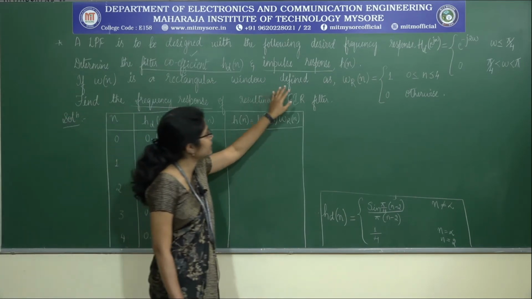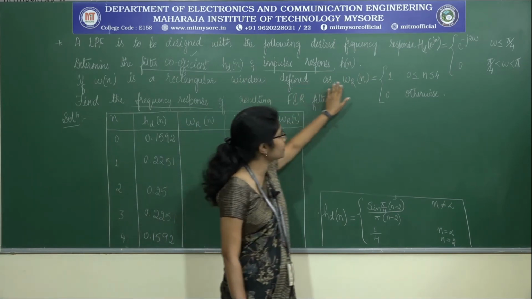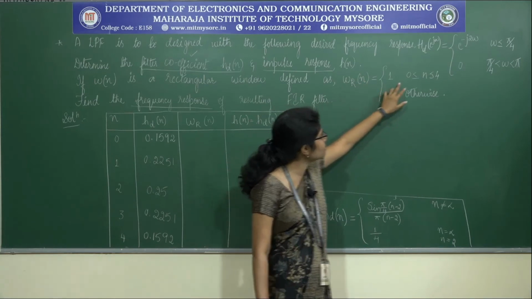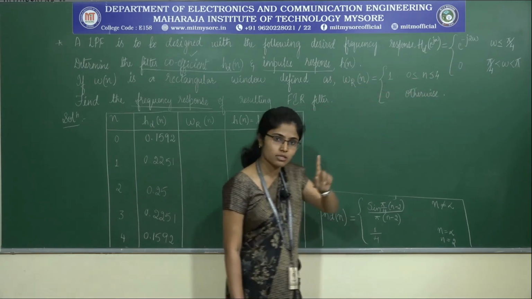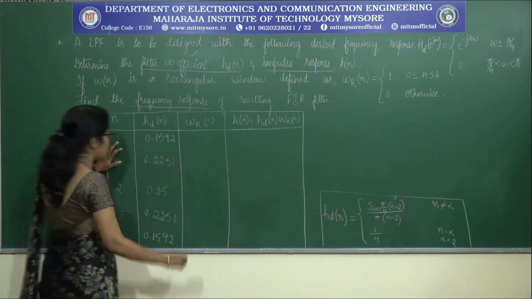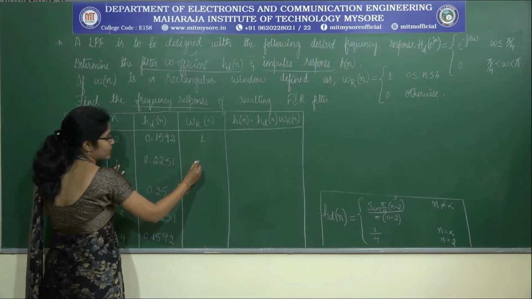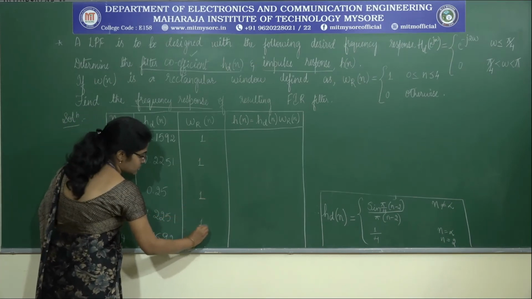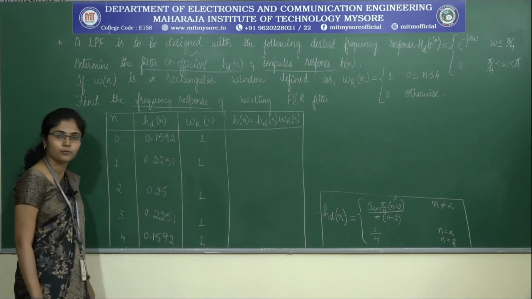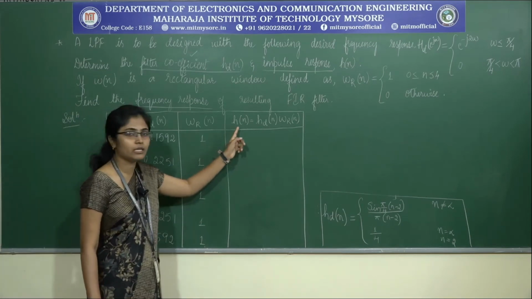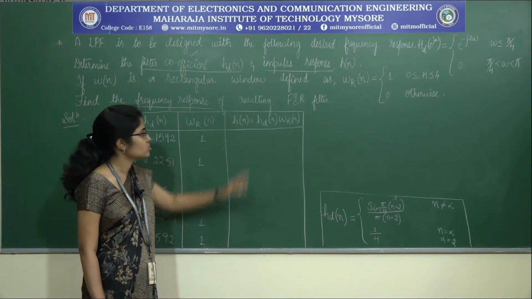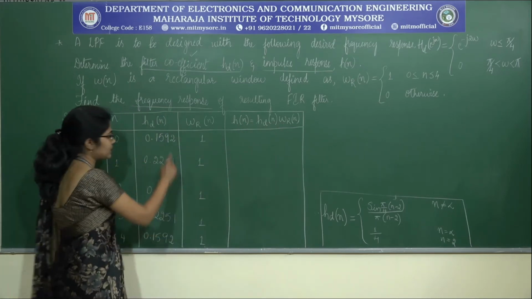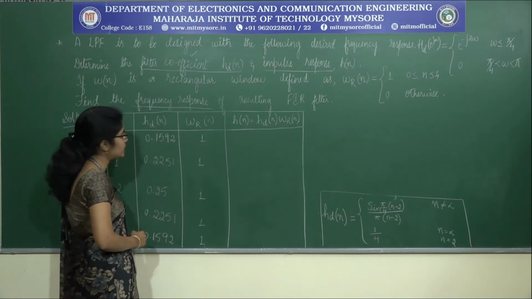Okay. The second column is WR of n. What they have done, they are telling us the rectangular window is defined as this particular expression, and what is the value of omega r of n from 0 to 4? For all the values it is equal to 1. So for n equal to 0 it is equal to 1, when n is 1 it is equal to 1, when n is 2 it is equal to 1, when n is 3 it is equal to 1, when n is 4 it is equal to 1. Now I should find out h of n. Okay. So what is the formula? It is nothing but hd of n into omega r of n. It is nothing but multiplication of these two corresponding elements.